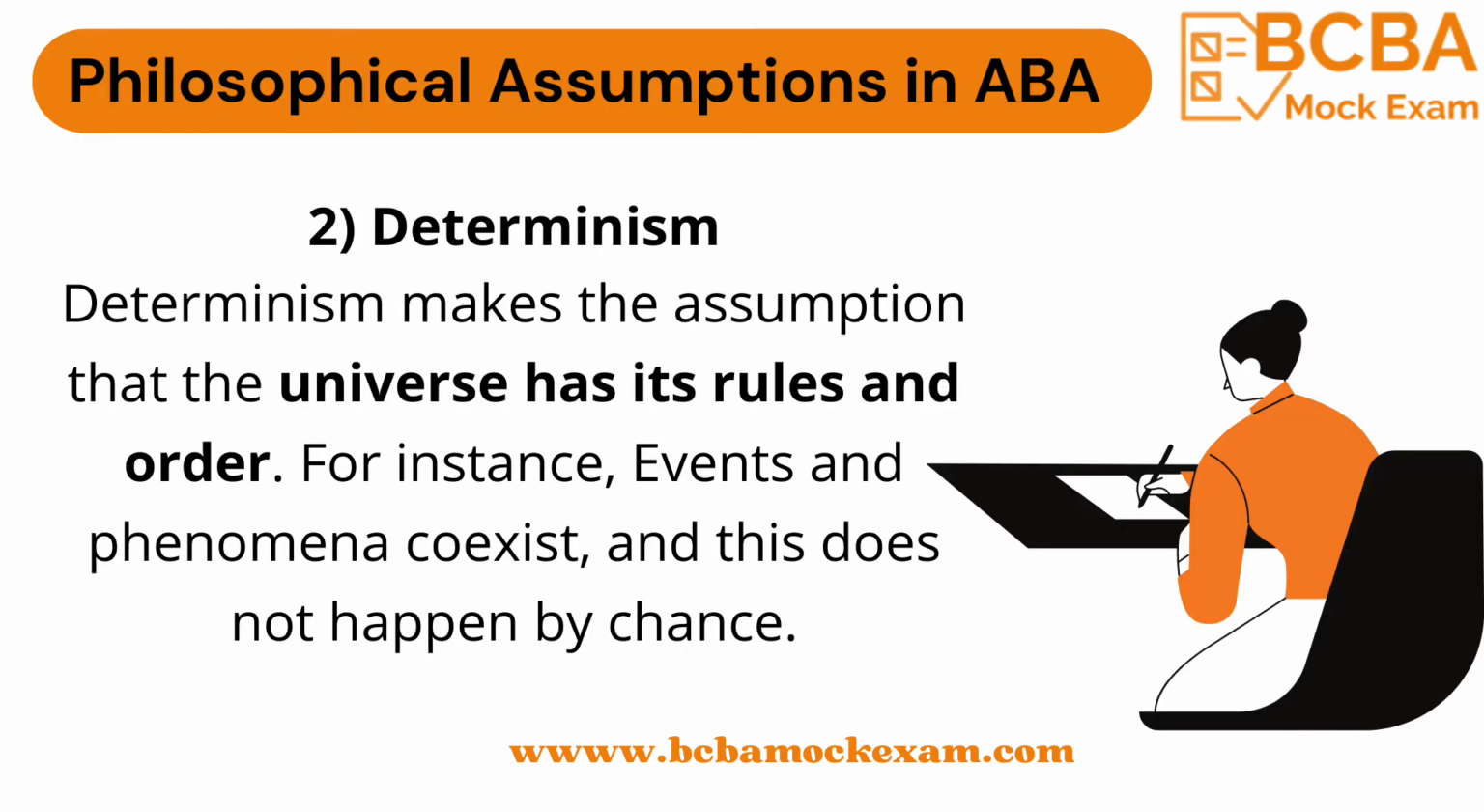The next assumption is determinism. Determinism makes the assumption that the universe has its rules and order. For instance, events and phenomena coexist, and this does not happen by chance. Essentially, determinism implies that we believe occurrences are related in systematic ways that can be scientifically studied. This means it would be impossible to find functional relationships between events if determinism did not guide scientific practice.